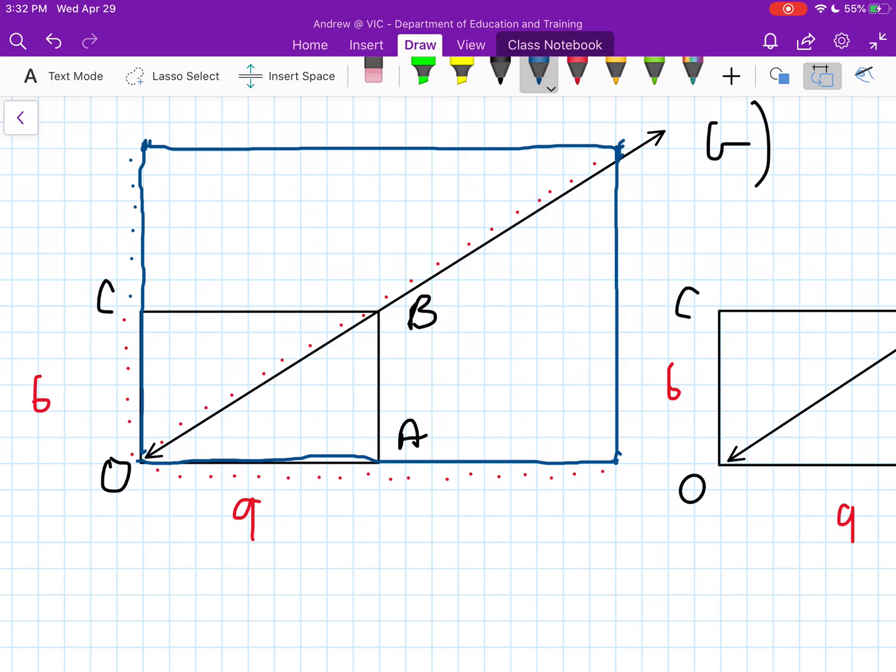So just with labeling these, just make sure you label each point with the dash. So this is C dash, down here is A dash, and over here is B dash. So this is the image of that point. So just make sure you are labeling everything like that. So here it should look something like this.